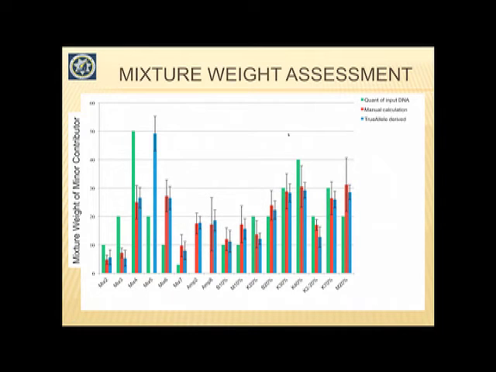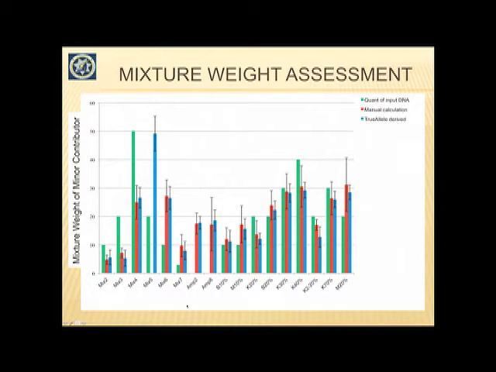Okay, so let's move on to mixture weight assessment. In this graph, what I'm showing you are the 2-person mixtures, and those are listed across the bottom on the x-axis, and on the y-axis then I have the mixture weight for the minor contributor. In green is the mixture weight estimated based on the quantitation of the DNA samples. In red is my manual calculation for the mixture weight, where I use the breakout loci to estimate the mixture weight for the minor contributor. And then in blue is the TrueAllele derived mixture weight.